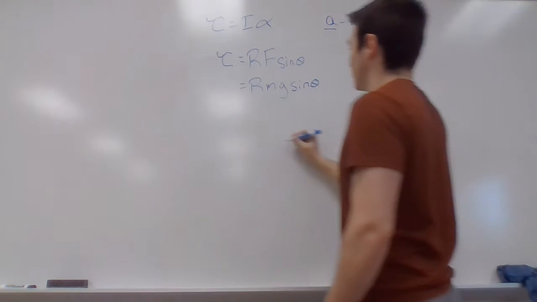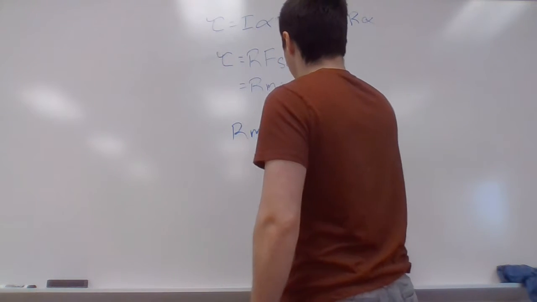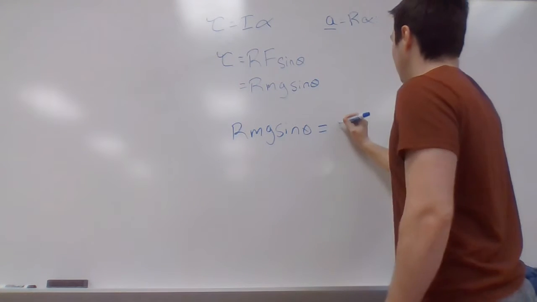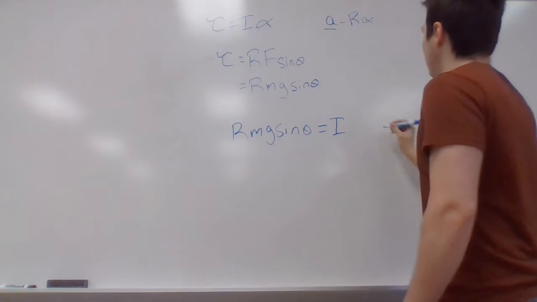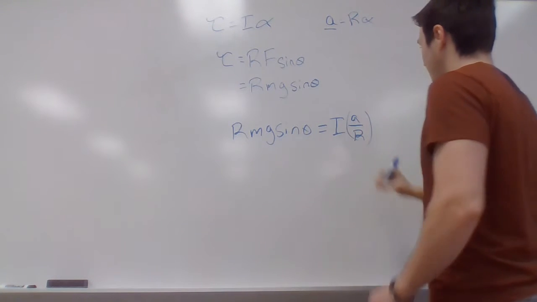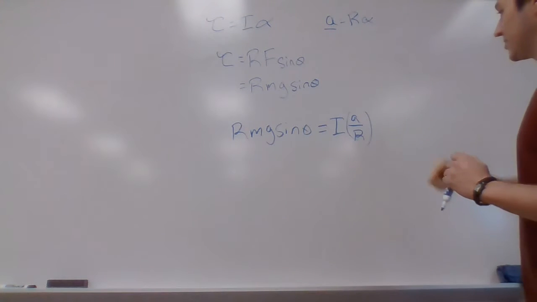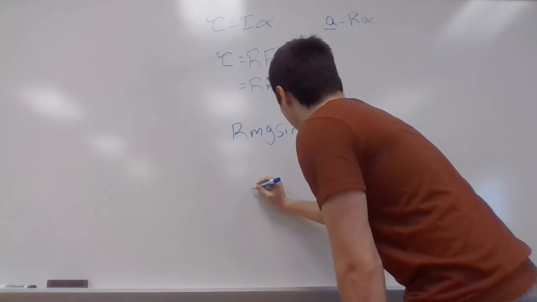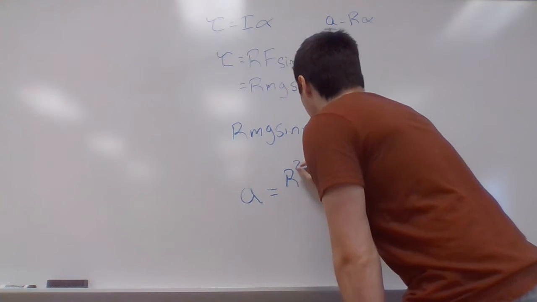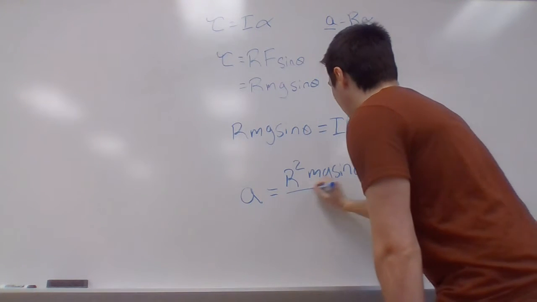So we have r m g sine theta is equal to I times a over r. Then we can just solve for a. So in this case, a will be r squared m g sine theta over I.